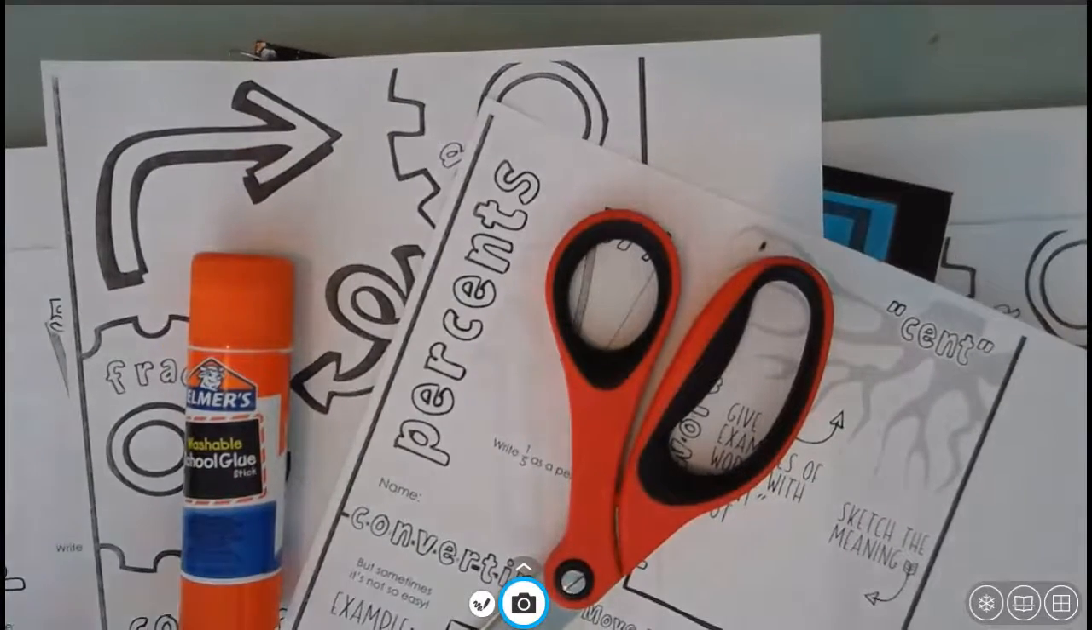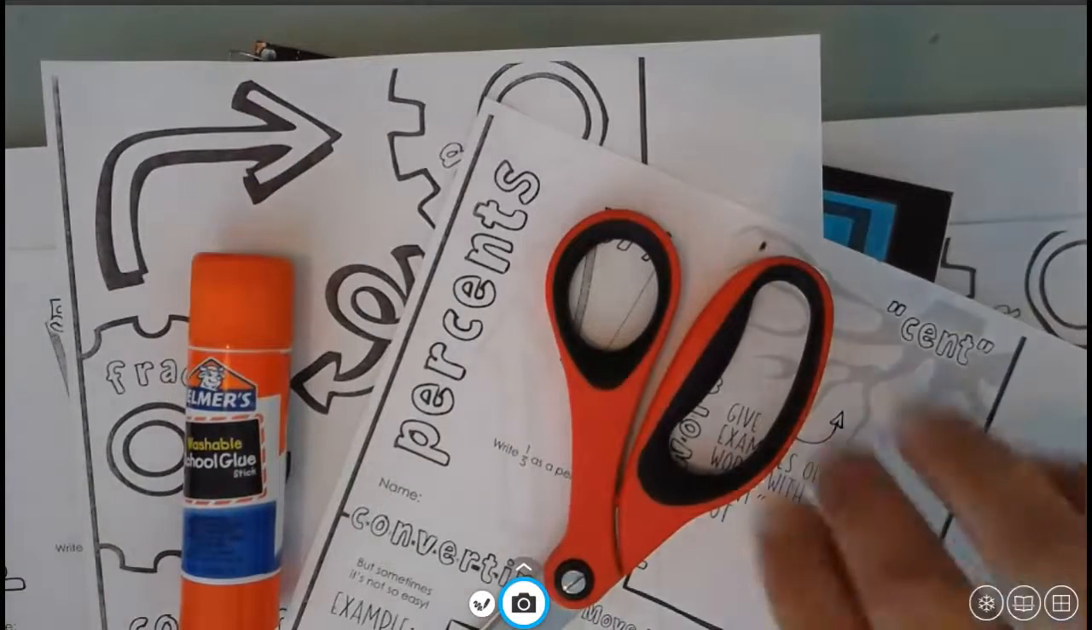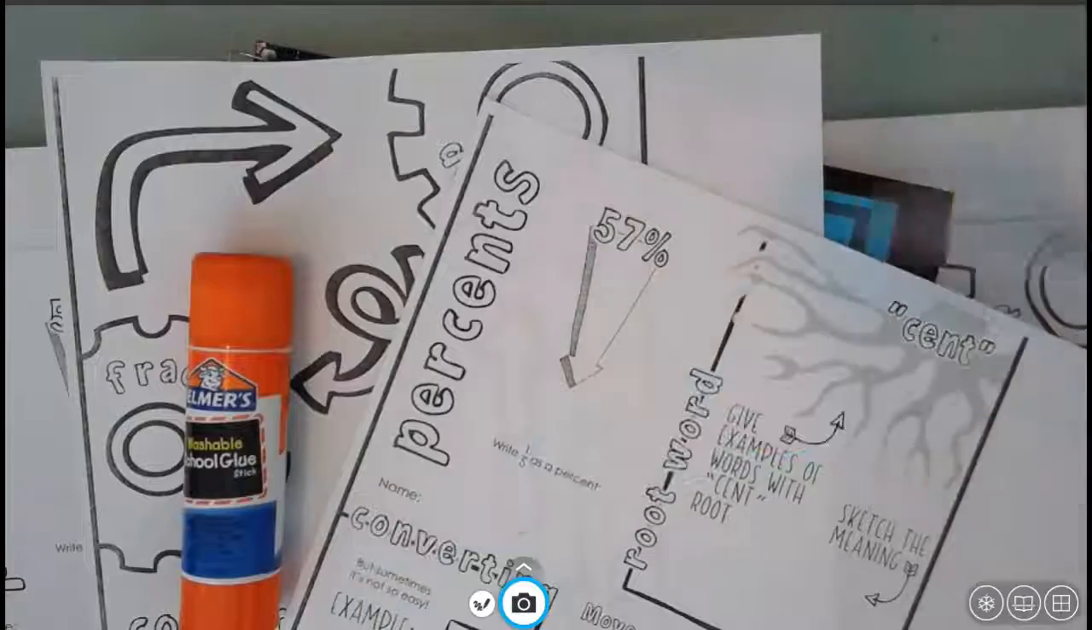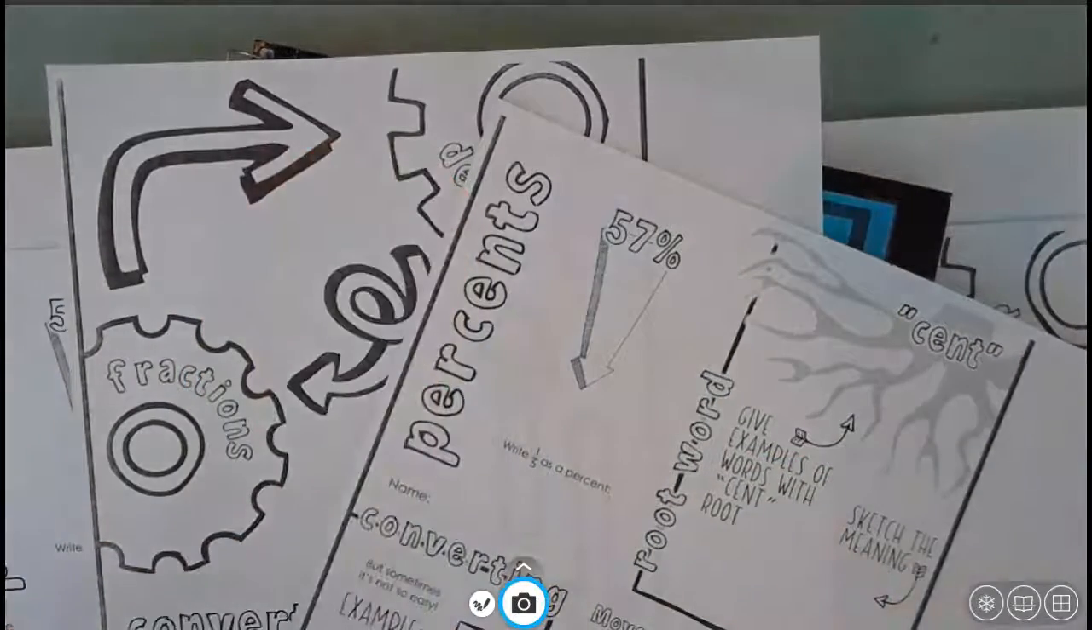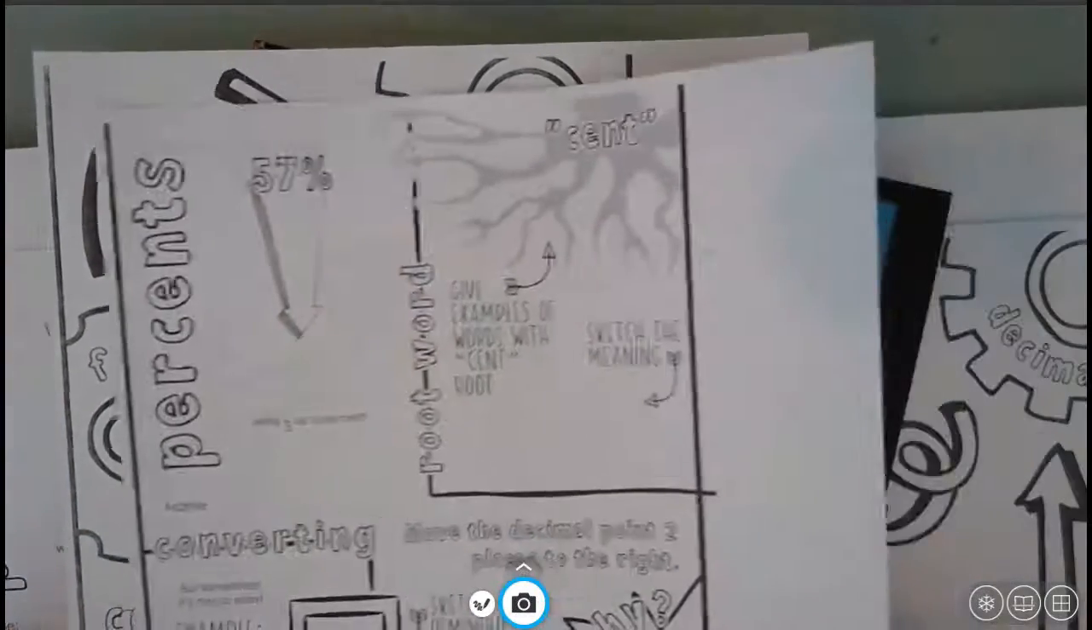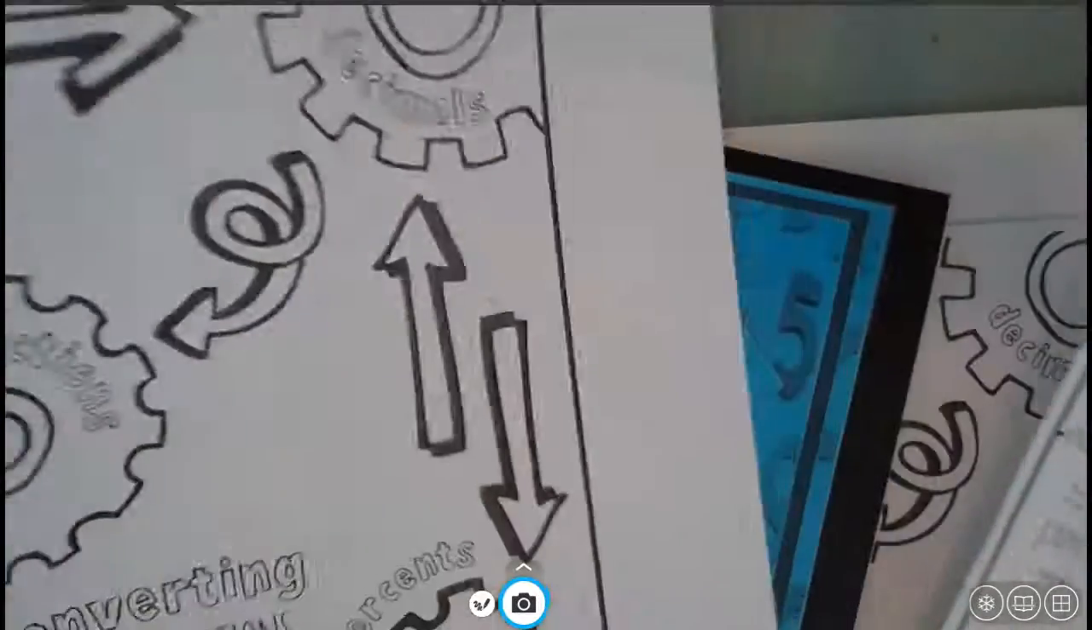So we have another segment of the next 2 pages in our notebook. You're going to need scissors, a glue stick, and the following pages. One's going to say percents, and it has a lovely door on it, and you're also going to have one that has gears, and it has fractions, decimals, percents.